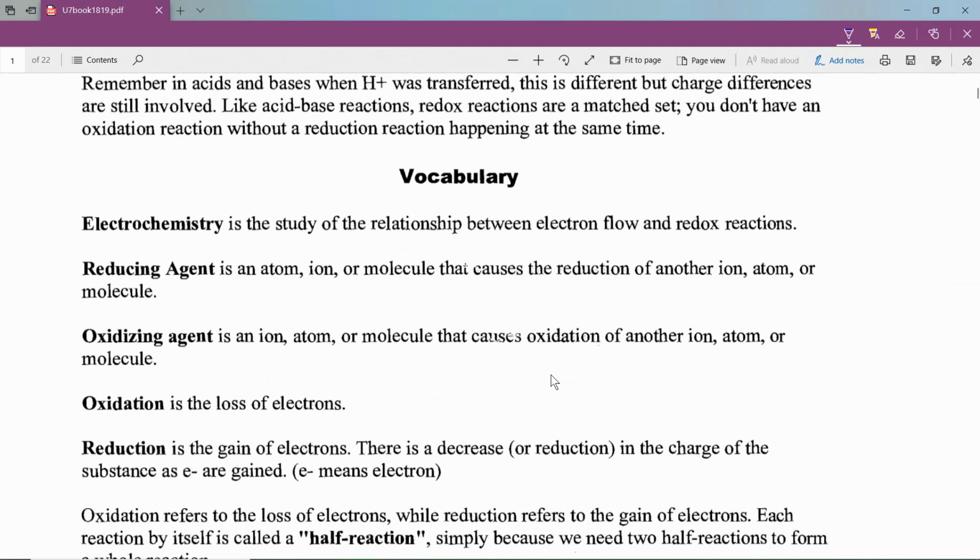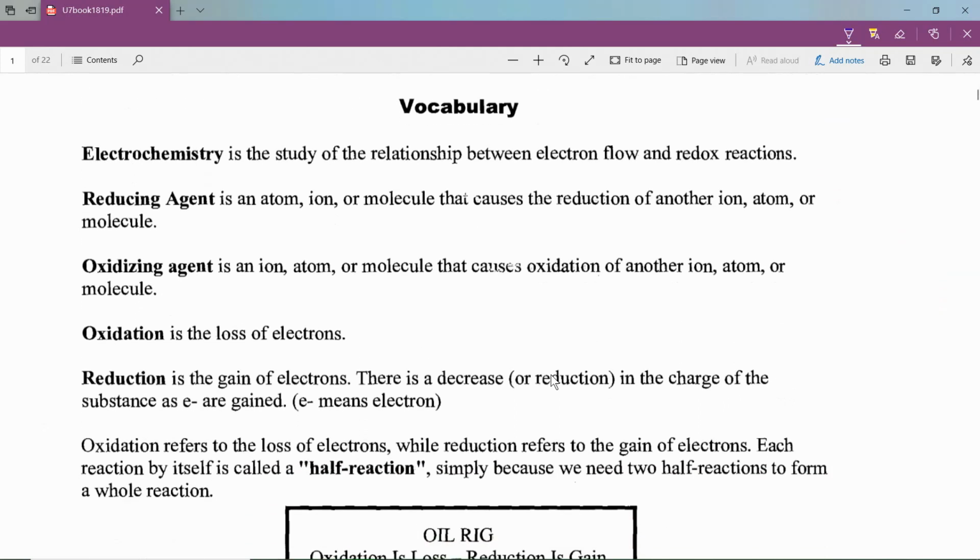So here's some vocabulary that we're going to use. Electrochemistry is the study of the relationship between electron flow and redox reaction. A reducing agent is an atom, ion, or molecule that causes the reduction of another ion, atom, or molecule. So it acts on something else. An agent acts on something else. If you're using some bleach, it's a cleaning agent. It acts on the surface that you're cleaning.